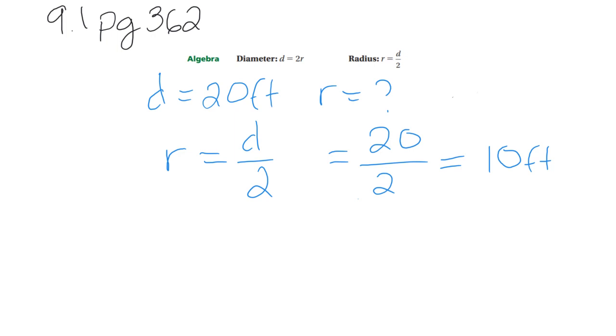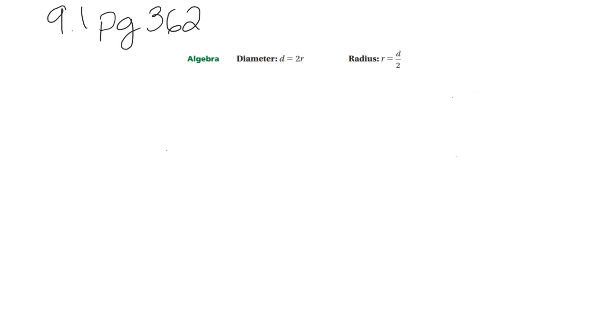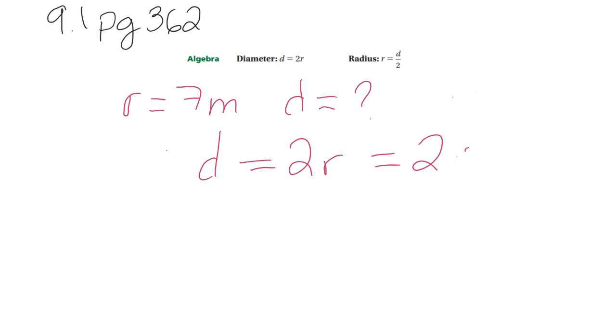Let's do another one. The next one says, what if you have the radius that is 7 meters? So if I have a radius that is 7 meters, and I'm looking for the diameter, then I know that D equals 2R, or here, 2 times 7, which we know is 14. So our diameter is 14 meters. That's simple.